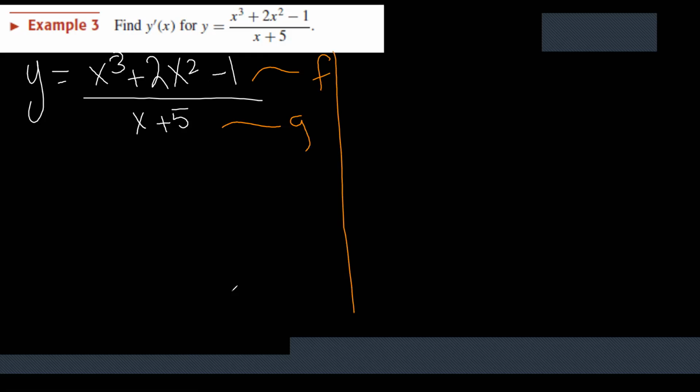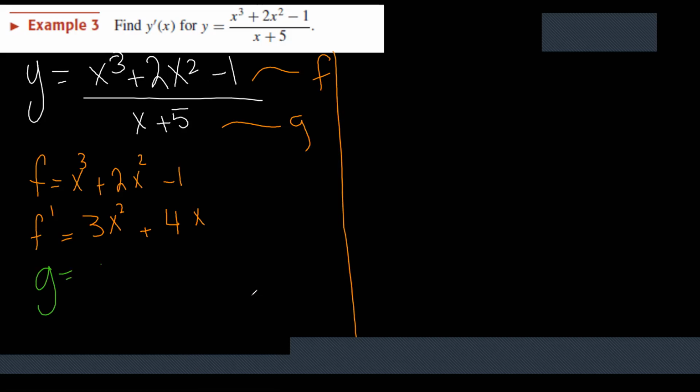So f is x cubed plus 2x squared minus 1. So f prime is 3x squared plus 4x minus 0. This is f prime. Now, let's see. g is x plus 5. So g prime is 1. Is it right?